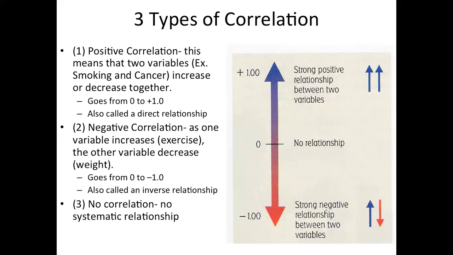Now, a negative correlation, the factors are going in opposite direction. So as factor A increases, factor B decreases. So what would be an example of something increasing and the other thing decreasing? Well, the more you exercise, typically, your weight tends to go down, right? Because when you exercise, you're burning calories. And the more calories you burn, the less weight you typically have.